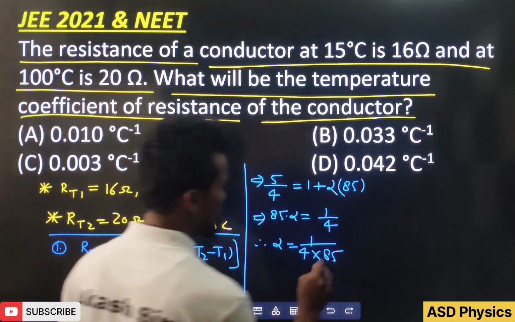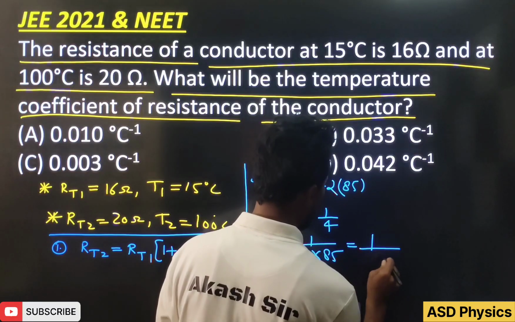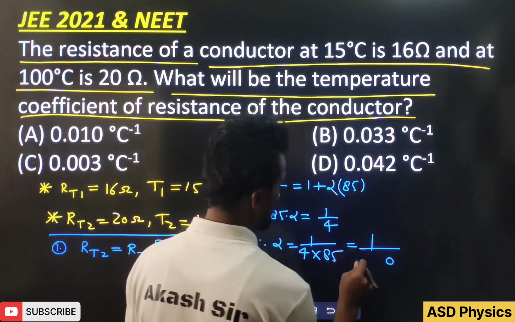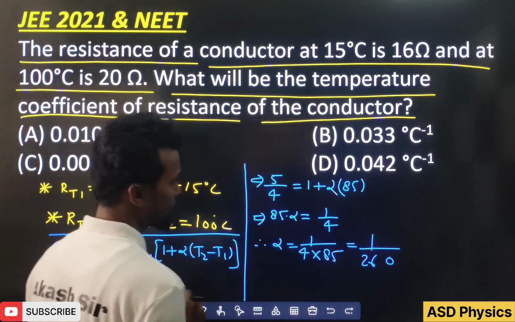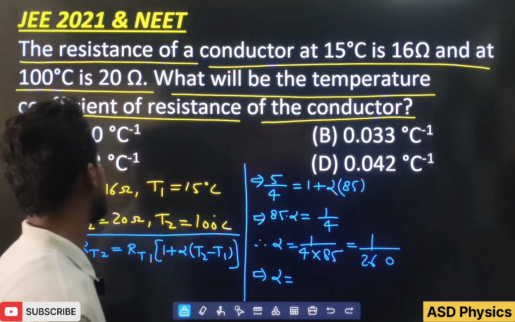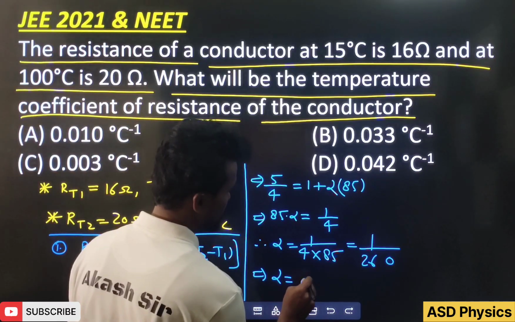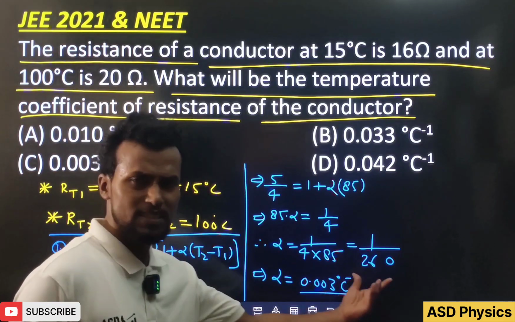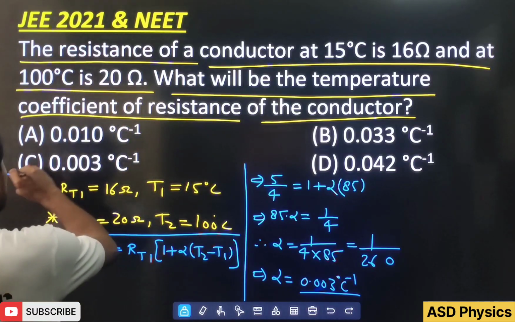4 into 85. Can you simplify this? It will come 4 into 5 is 20, and 4 into 8 is 24, plus 2 is 26. Correct? 1 by 260. So when you solve here, this alpha value is going to come. When you simplify this, it will come 0.003 per degree Celsius. Now just simplify this, the answer will come. The answer is option C.